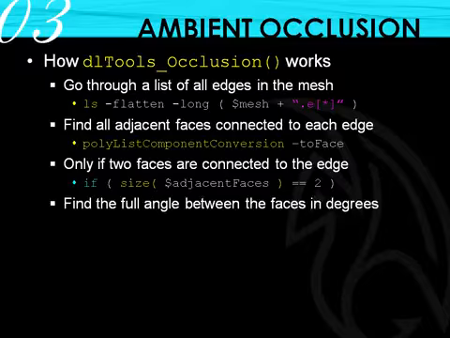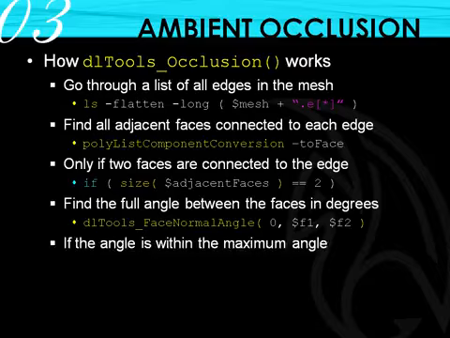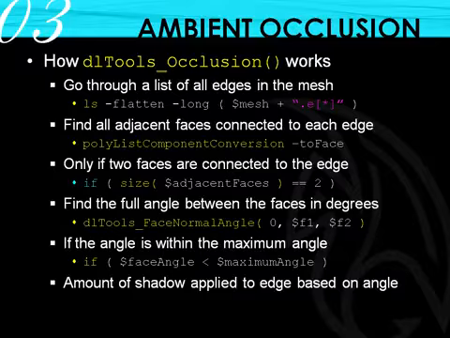Then we're going to find the full angle between the faces in degrees. So remember, we created our tool in the previous section. We created DL Tools _ face normal angle. So there, if we put 0 and then F1 and F2, then we're going to give it two faces, and we want it to return the angle for us. Now, if the angle is within the maximum angle, so remember, in this tool we also set 90 degrees at one point, we set 180, we set a maximum angle. So if it's within the maximum angle, then we're going to apply a certain amount of vertex color shadow.